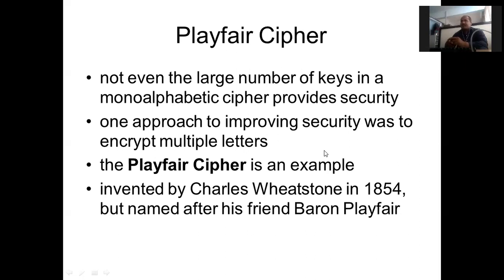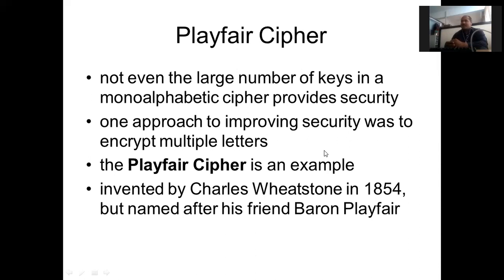In the case of the Playfair cipher, not even the large number of keys in a monoalphabetic cipher provides security. This was the drawback of the monoalphabetic cipher, so that's why we are going to apply the Playfair cipher here. And one approach to improving security was to encrypt multiple letters.